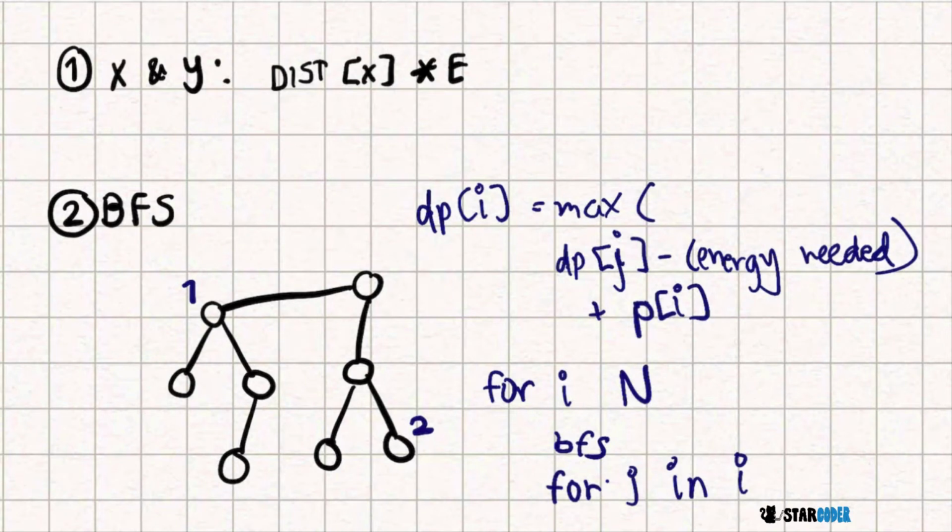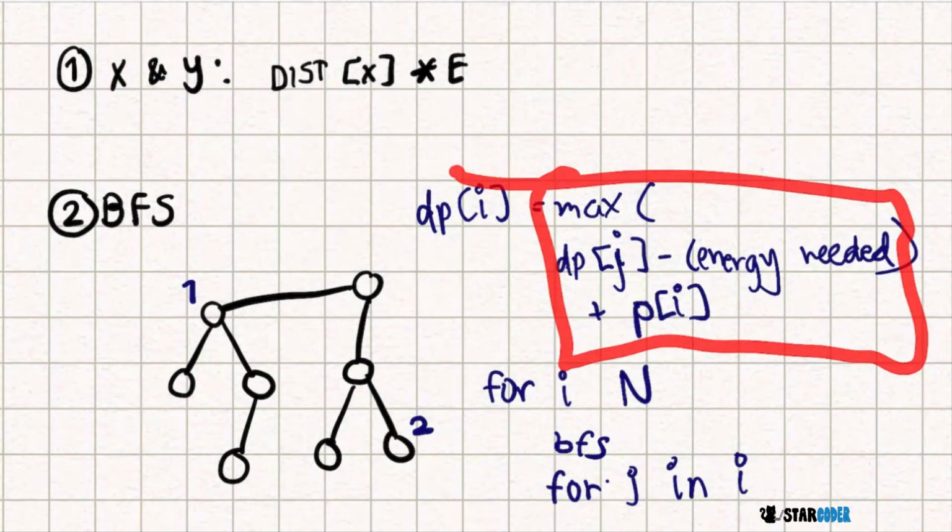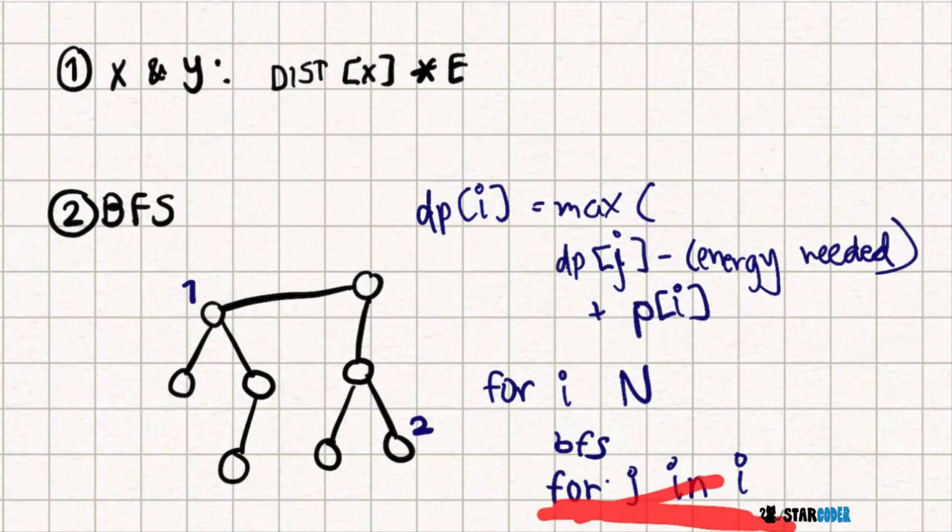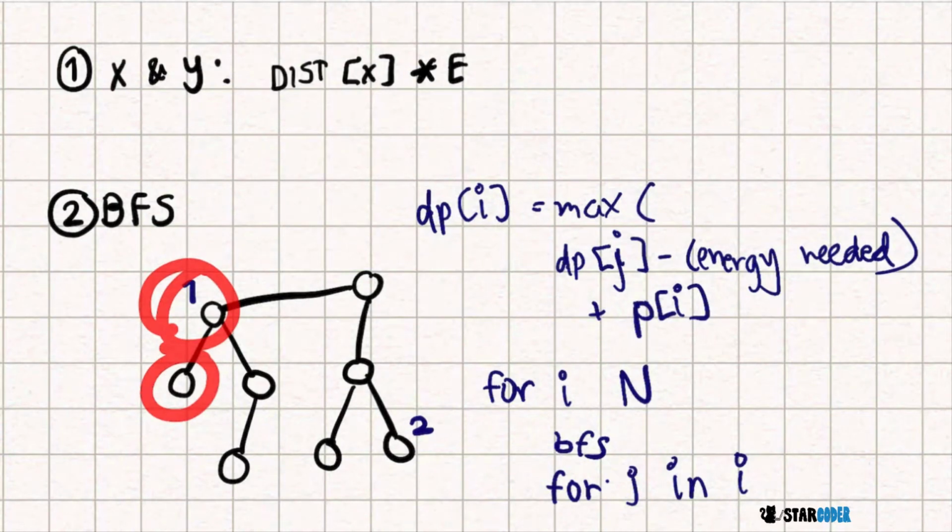If it is, then for the value of dp i, we make it the max of the value of dp j, assuming j is less than I so this value already exists, minus the energy it takes to go from I to j. So we build upwards, and every time we add a new one, we check the previous values and the distance between. If I already know dp j, then dp i would be dp j minus the distance plus the value of dp i's field.